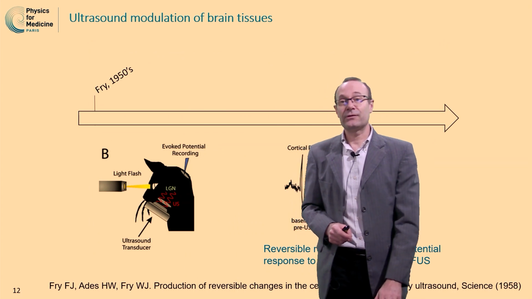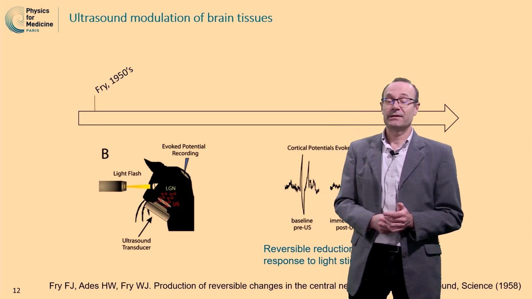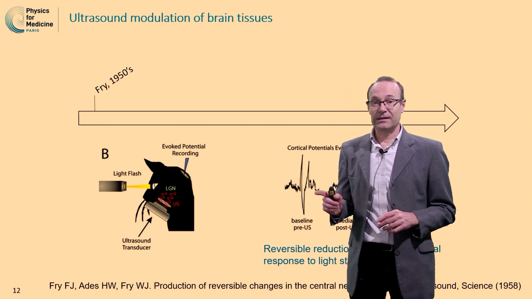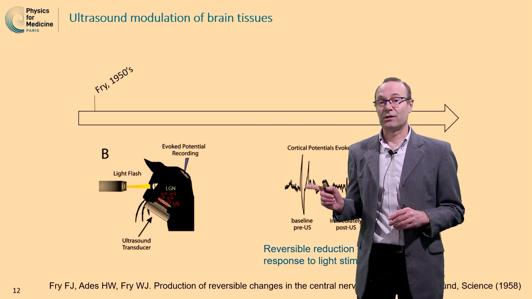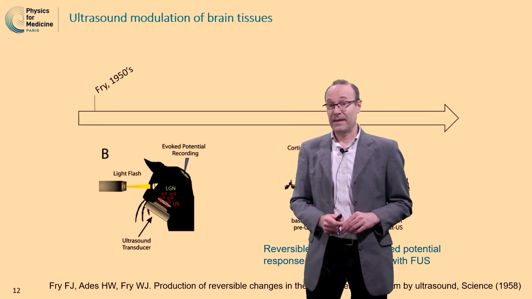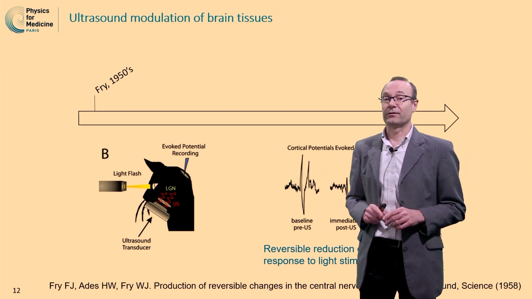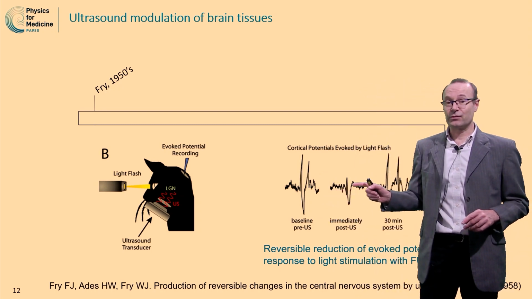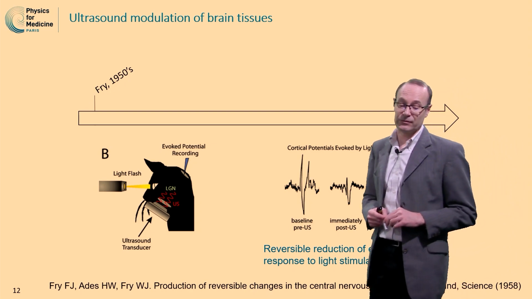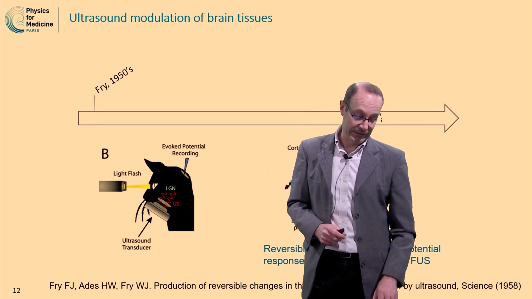Actually, using ultrasound to modulate brain activity is not new. Back in the 50s, the Fry brothers in the US used ultrasound in the brain in order to modulate brain activity. You see here the activity that they were recording after sending a flashlight in the eye of cats and recording evoked potentials. You see the potentials that were evoked before applying ultrasound, and then after ultrasound you see a decrease in the activity of the brain, and it goes back to normal 30 minutes after ultrasound. So this is, I would say, temporal modulation of brain activity with ultrasound.